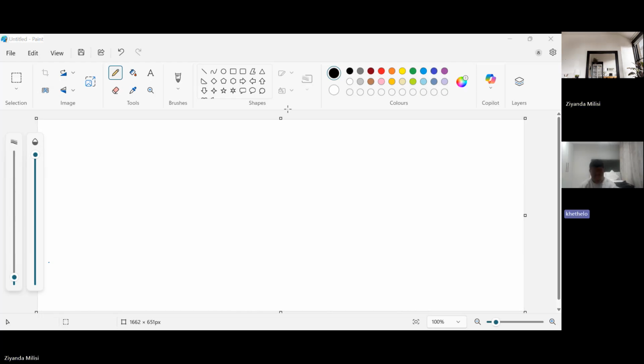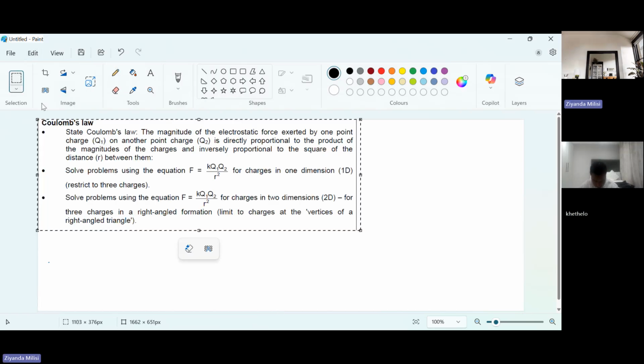The electrostatic force between two point charges is directly proportional to the product of the charges and inversely proportional to the square of the distance between the point charges. I'm going to use the current grade 12 exam guidelines. So you must be able to state Coulomb's law.